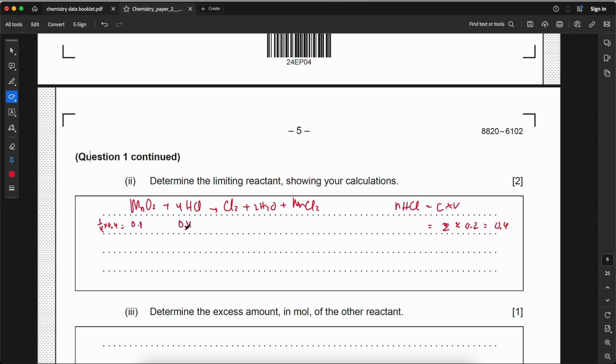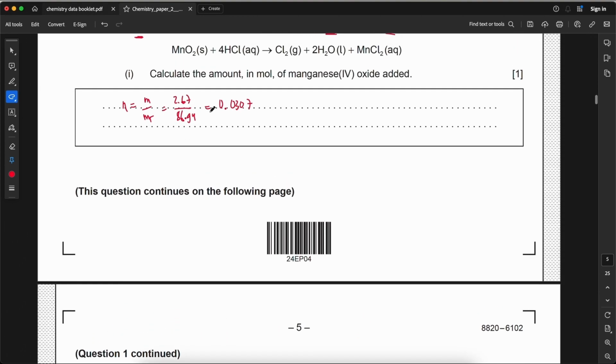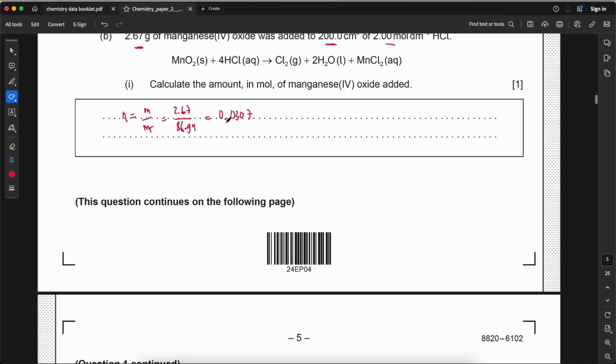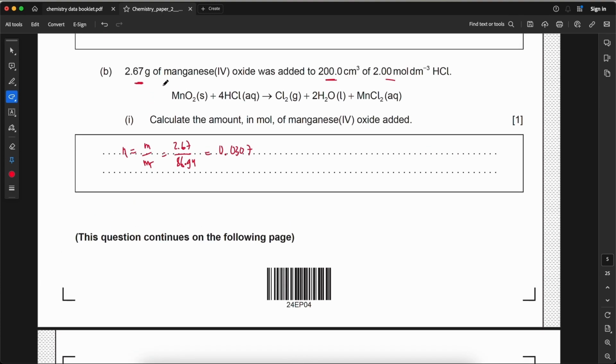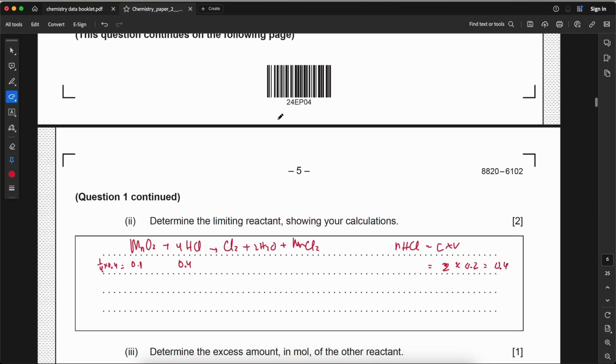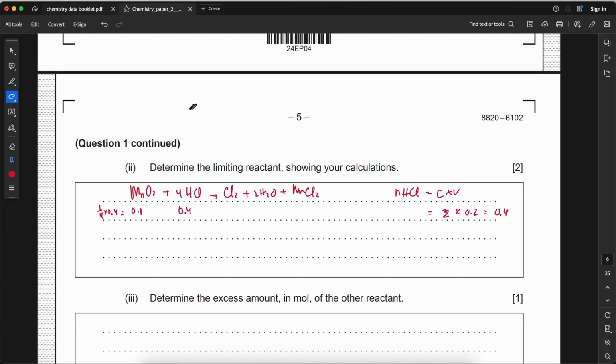Now which one is the limiting reactant? When we compare with the previous question, 2.67 gram of manganese oxide was added. So actually the mole of manganese oxide is 0.0307. So it's very small. Therefore, MnO2 is the limiting reactant.